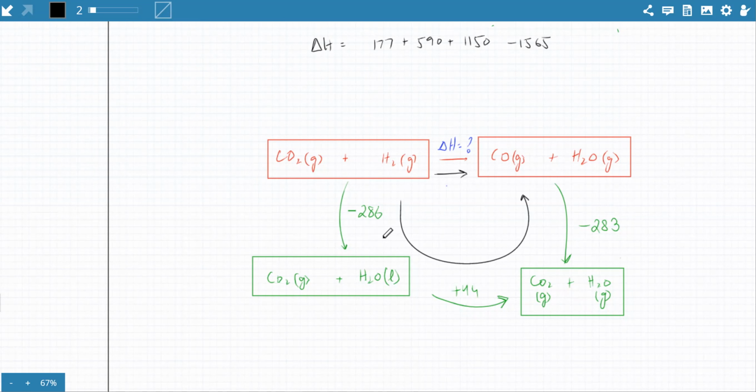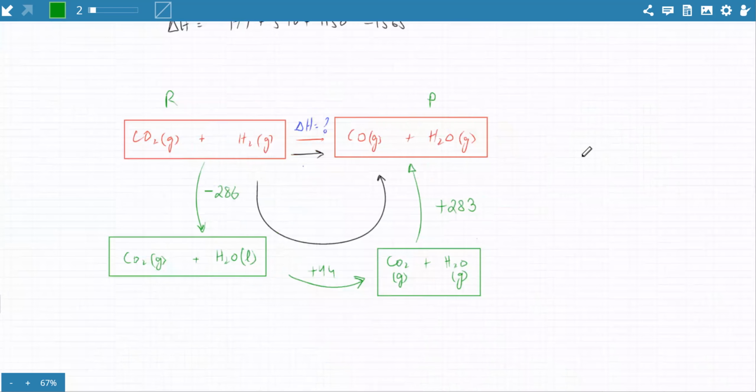There's one arrow which is going in the wrong direction, and that is this one. You go from carbon dioxide to carbon, then from this you go to this part, and then from here you go to the products, right? So this arrow's direction needs to be changed. So it would become plus 283. Is that clear? We're going to change the direction because we want to go from the reactants to the products.